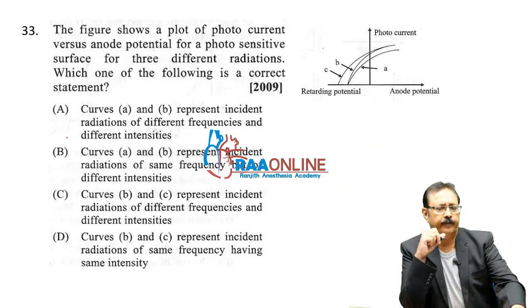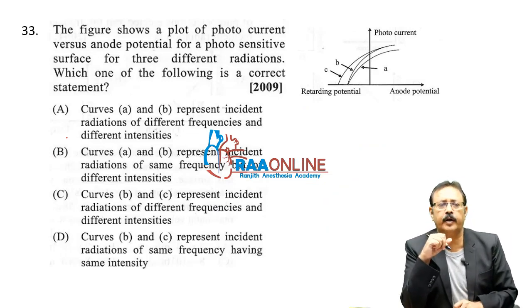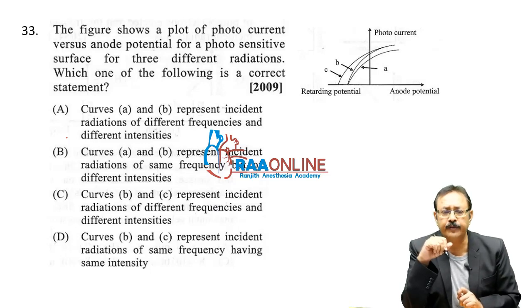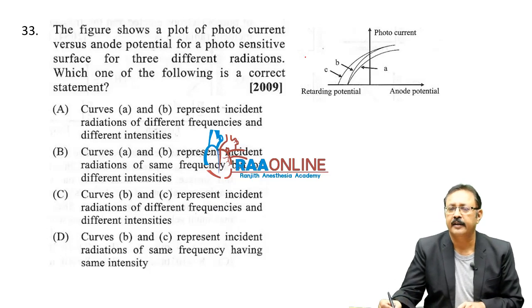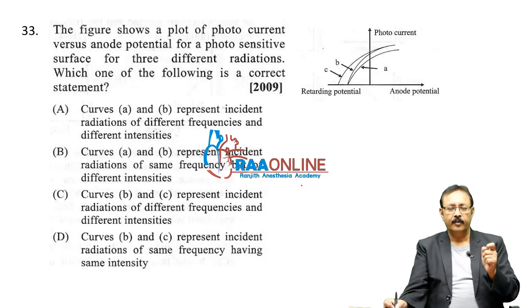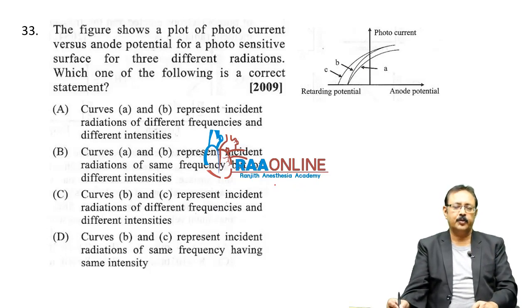Next, the figure shows a plot of photocurrent versus anode potential for a photosensitive surface for three different radiations. Which one of the following is a correct statement? Retarding potential, you can see that retarding potential for B and A is the same, meaning from B and A electrons are coming with the same kinetic energy, so to stop them we need the same retarding potential, meaning stopping potential.